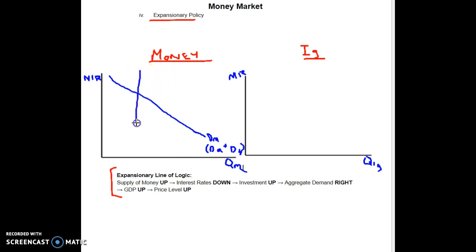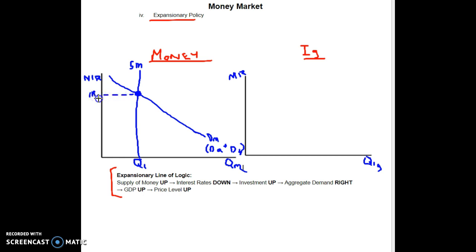The supply of money is always vertical. And the reason is because the supply of money is controlled by the Federal Reserve. They decide how much money goes into our economy at any given time. So we're going to call this Q. Now, at our equilibrium, where these two intersect, is going to be my initial interest rate.